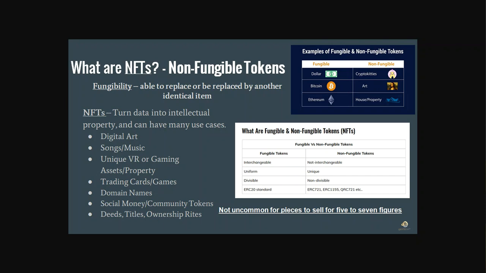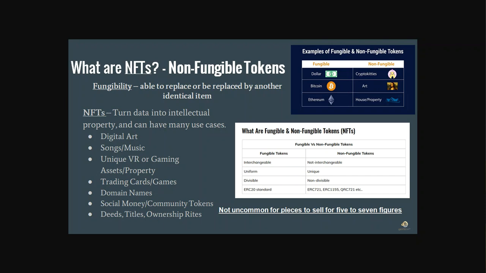Well, with NFTs, you're basically turning data into intellectual property, and it can have many use cases. One of the most popular right now is digital art. You have songs or music being put on the blockchain. VR games, like buying little things in games, whether it's land or a specific picture or something your avatar may wear, like maybe a certain shirt. It could be anything in VR that people can buy and store. Trading cards, games, and domain names that are censorless, that aren't up to the traditional standards but have their own decentralized standard.